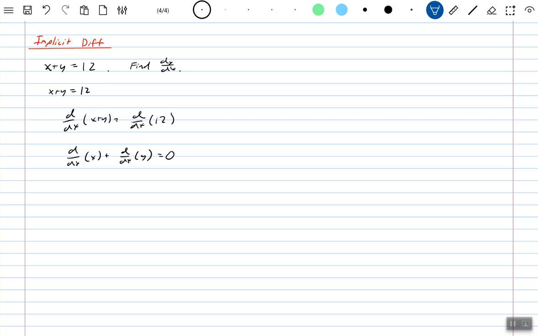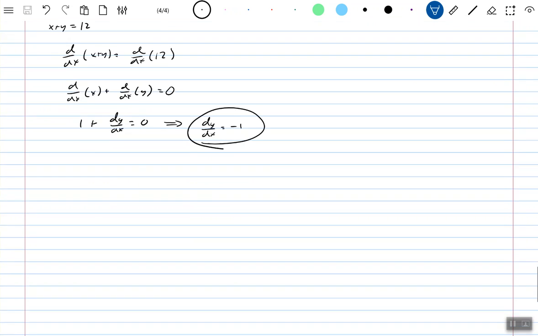So now we can tackle these terms term by term. What is the derivative of x with respect to x? Well, that's just equal to 1. Plus, now the derivative with respect to x of y, well, that is just dy dx, and this is all equal to 0. So that tells us that dy over dx is equal to negative 1. Just take the derivative with respect to x of both sides. The derivative of x is just 1, but the derivative of y is dy dx, and then just solve for dy dx, and we get dy dx is equal to negative 1.